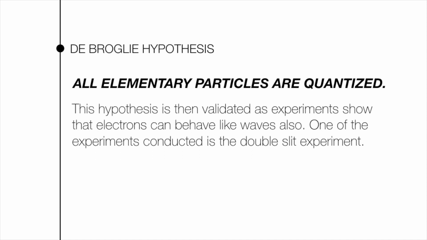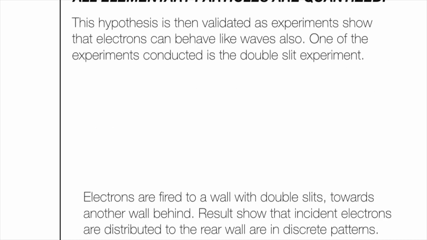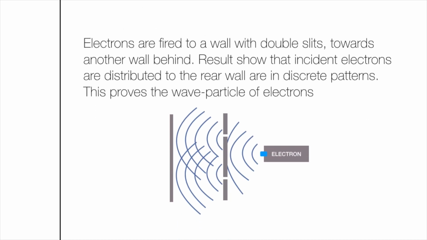One of the experiments conducted is the double slit experiment, in which electrons are fired at a wall with double slits towards another wall behind it. Results show that the incident electrons are distributed on the rear wall in discrete patterns. This proves the wave nature of electrons. From this, we can conclude that Planck's equation applies to all particulate matter, not just light alone.